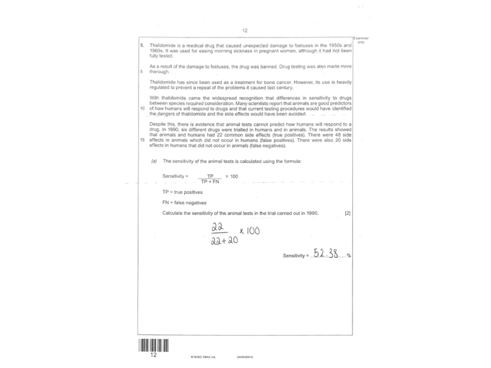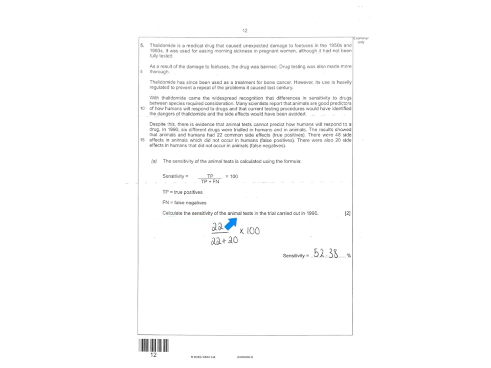In 1990, 6 different drugs were trialled in humans and in animals. The test results showed that animals and humans had 22 common side effects. There were 48 effects in animals which did not occur in humans, and there were also 20 side effects in humans that did not occur in animals. The sensitivity of the animal test is calculated using the formula: sensitivity is true positives divided by true positives plus false negatives, times 100.